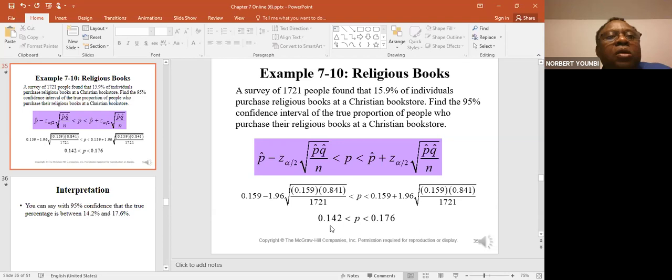We can now go to Stat and then choose Tests. We will go down to 1-PropZInt. 1-PropZInt is at letter A. We have x as 274, the sample size is 1721, and the confidence level here is 0.95, and we calculate.